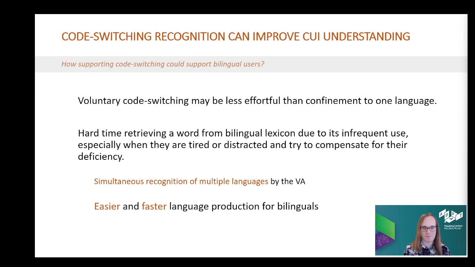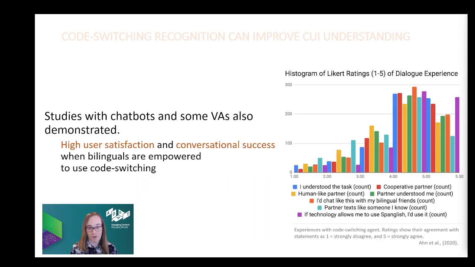Now, this may seem like a big ask technologically, but studies like one by An and colleagues at InterSpeech, as well as some other InterSpeech papers over the last couple of years, demonstrated its possibility both in text and voice-based chatbots. Bilingual participants in the An study reported higher user satisfaction and experienced greater conversational success when empowered to use code switching between their two languages.